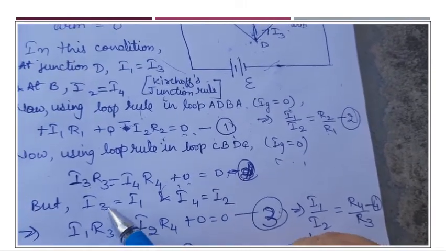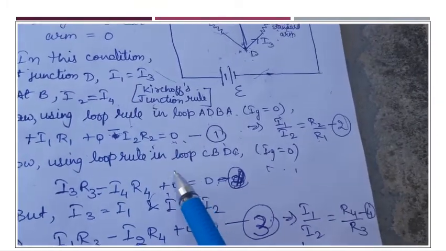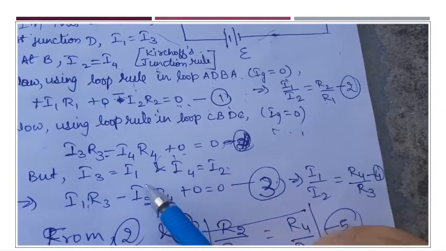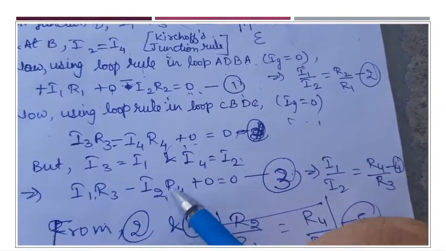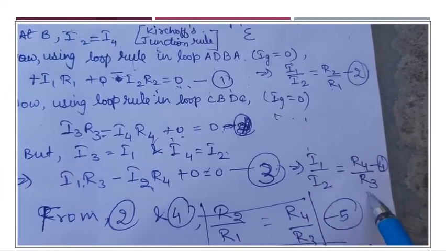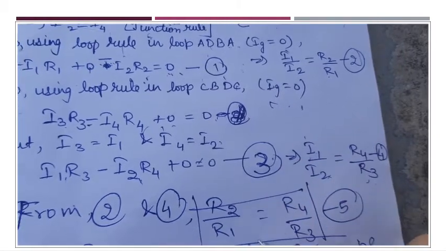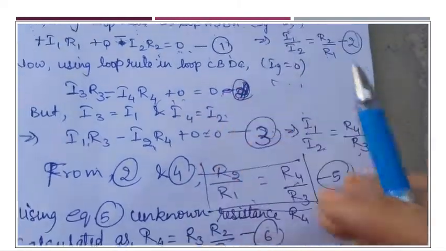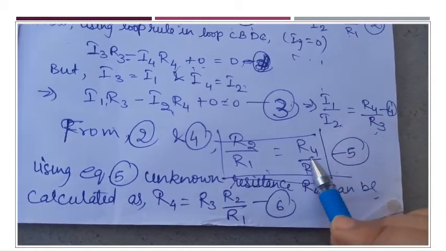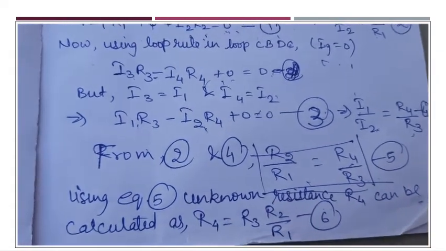But we can also put I3 equal to I1 from the above relation and I4 equal to I2. So when I put I3 equal to I1 and I4 equal to I2, I get this particular relation. And on solving, I can get the value of I1 by I2, that is R4 by R3. Now in equations 2 and 4, the LHS is the same, that's why the RHS is also equal. This is the important relation, and using this you can find the unknown resistance R4 when all three others are known.